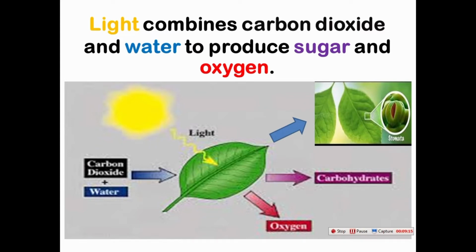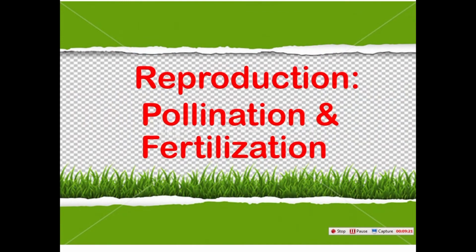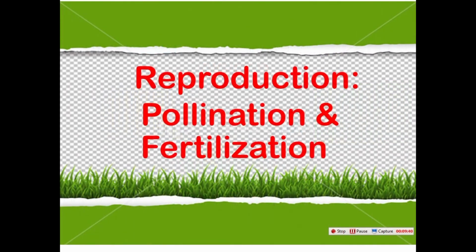So during photosynthesis, carbon dioxide enters the plants through the stomata of the leaves. At the same time, the plants release oxygen and exhaust water through the stomata, giving us fresh air. Okay, that's it. So next, we have reproduction.